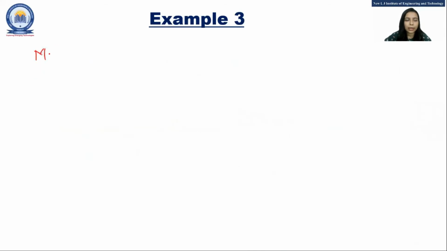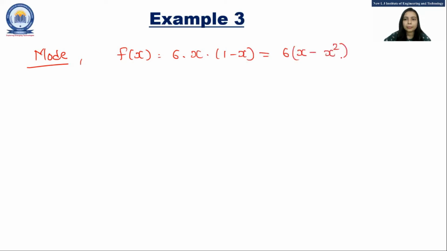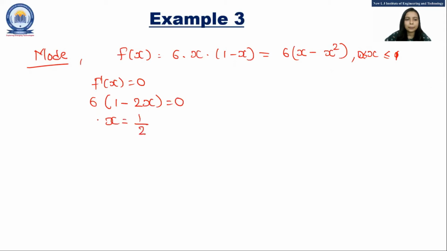Now the next thing that we have to find is mode. To find out the mode, the value of x for which f of x would become the maximum, that is the value for the mode. So f of x is 6 into x into 1 minus x, that is nothing but 6x minus x square, where x lies between 0 and 1. So f dash x is equal to 0. So that is 6 into 1 minus 2x is equal to 0. So the value of x would become 1 by 2. Now f double dash x.